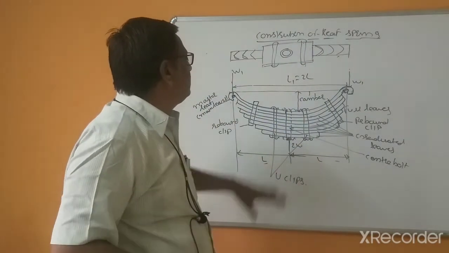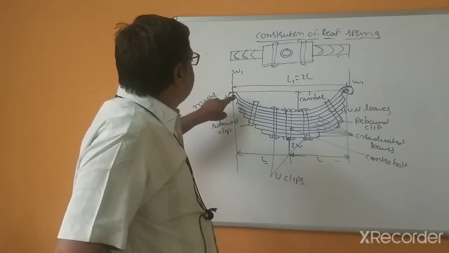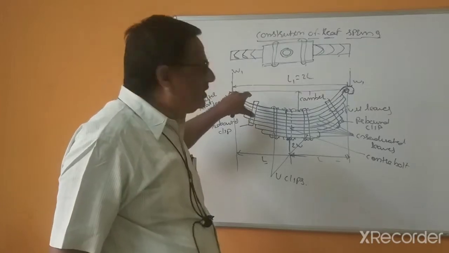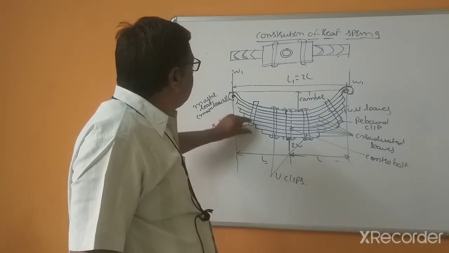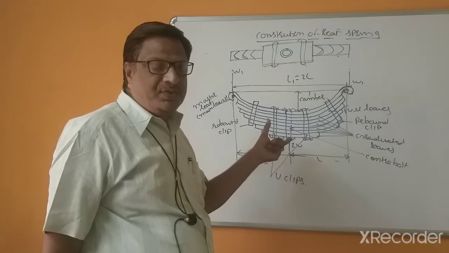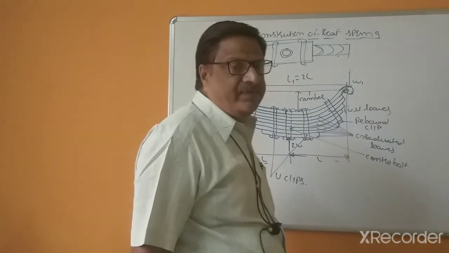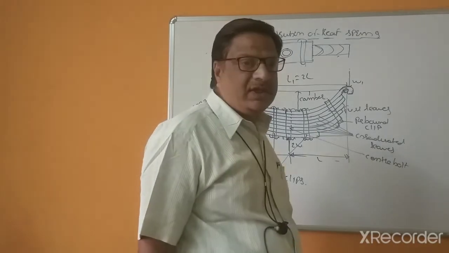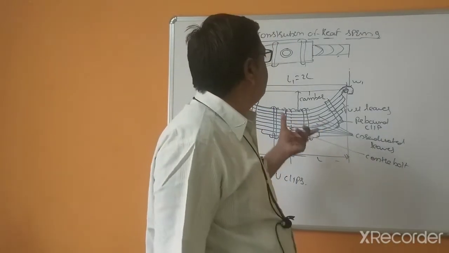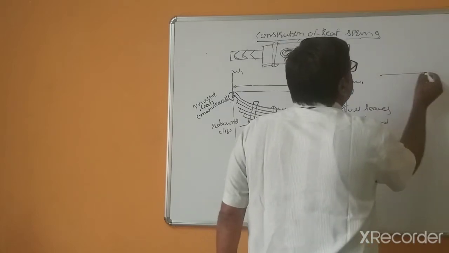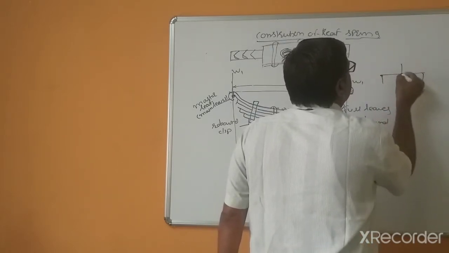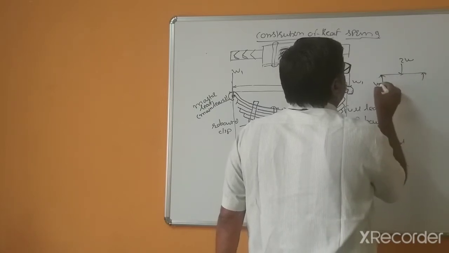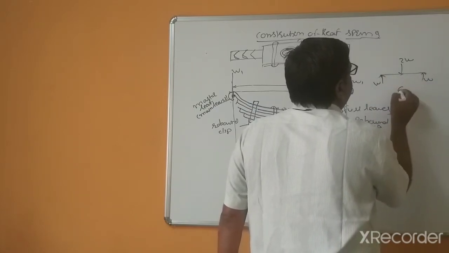So this is the construction of the leaf springs. This is the master leaf, and these are the full leaves. The master leaf is also considered as a full leaf, and these are the graduated leaves for distribution of the stresses. Generally in leaf springs, two types of stresses are induced. One is the bending stress. For a simply supported beam, you can consider the load as 2W, and this is W, this is W.